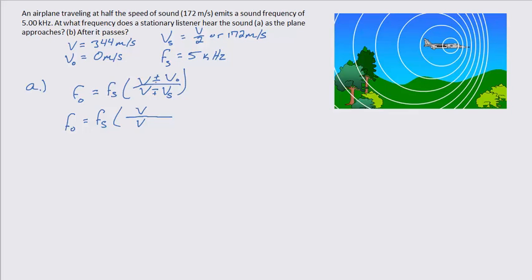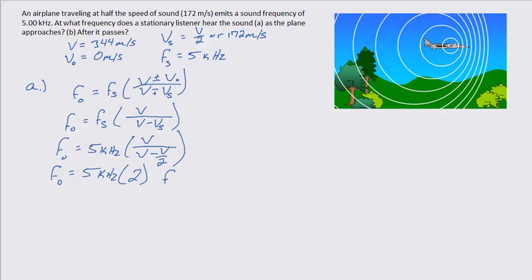And since the airplane is approaching, we should observe a higher frequency. And so in order to observe a higher frequency, our denominator must be minus the velocity of the source. So if we plug in the information we're given, the frequency of the source is 5 kilohertz multiplied by the velocity of sound divided by the velocity of sound minus the velocity of our source, which is half the velocity of sound. So if we were to simplify our equation that's in the brackets, we would get 5 kilohertz multiplied by 2. Therefore, the frequency of the Doppler that the listener would observe would be 10 kilohertz.